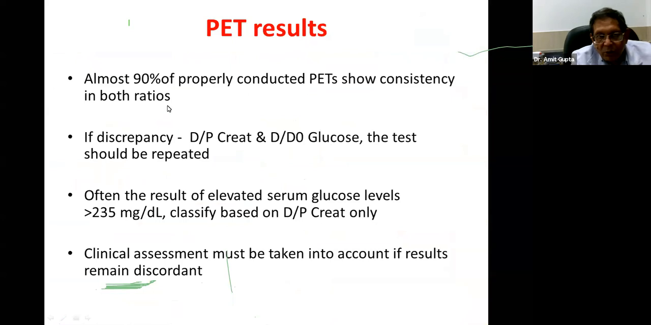It has been seen that almost 90% of properly conducted PETs show consistent results in both ratios. If there's any discrepancy, if your D by P creatinine is showing something and D by D0 glucose is showing something else, then there is some error either in doing the test, in calculation, or in estimating these values, so it has to be repeated. Again, if there are significantly elevated serum glucose levels, more than 235 milligrams, then you use only the D by P creatinine values to classify the patient. And clinical assessment must be taken into account if results remain discordant.